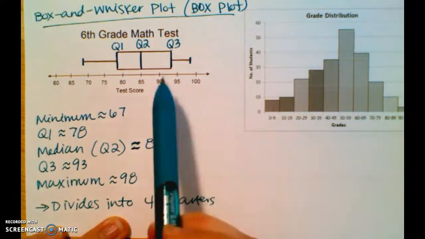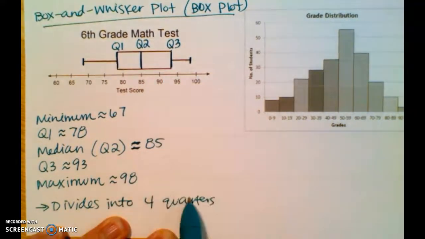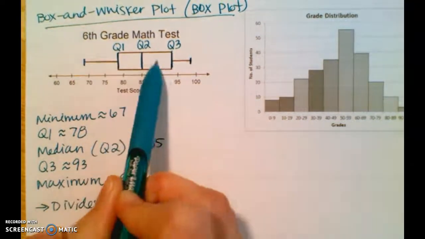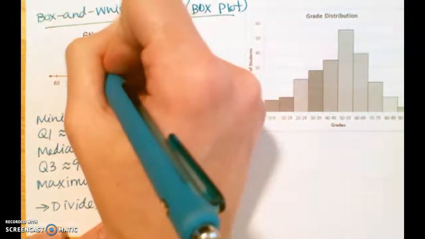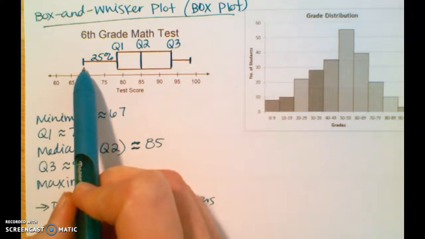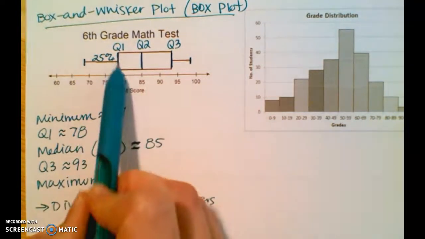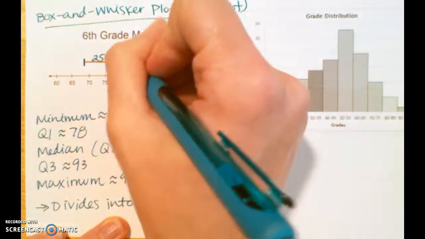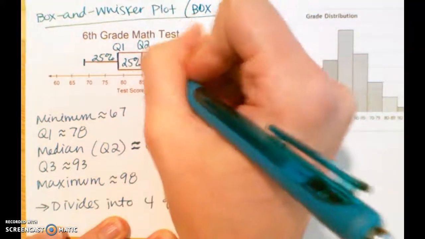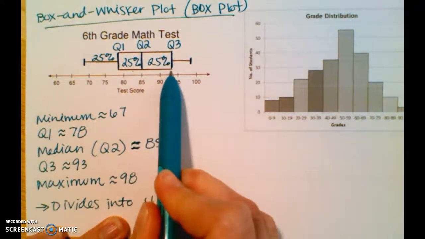So this is helpful because it breaks the data up into these quartiles and into 4 quarters. What that means is in each of these 1, 2, 3, 4 sections, there's 25% of the data. So that means that 25% of the students on this math test got a grade between a 67 and a 78. That 25% got a grade between 78 and 85.